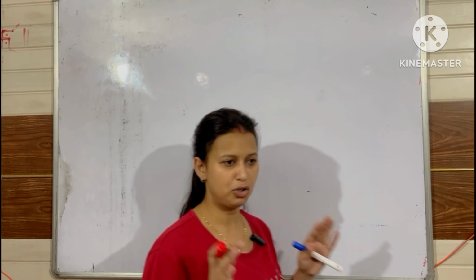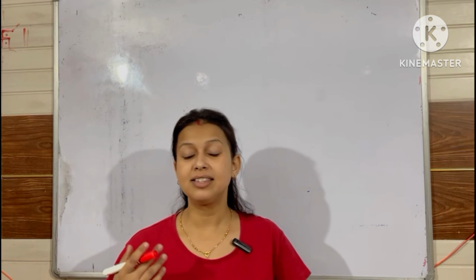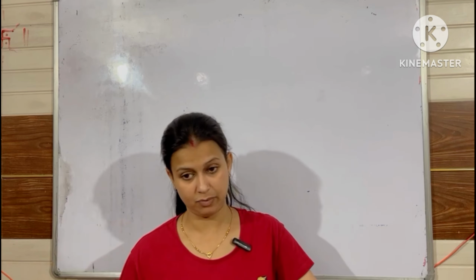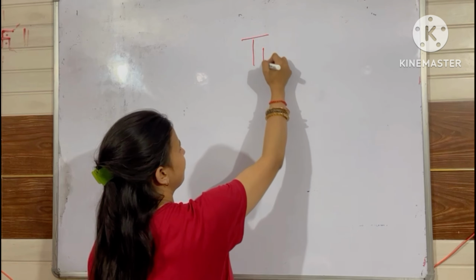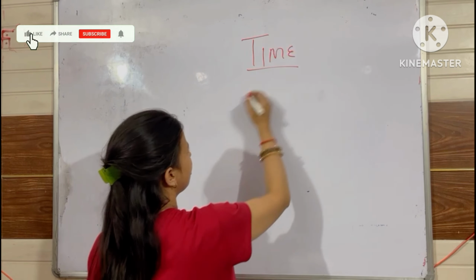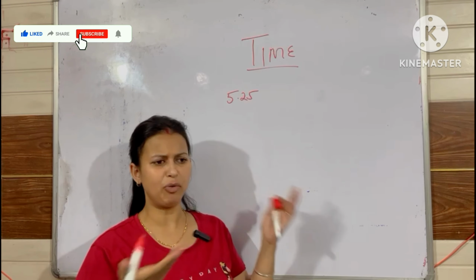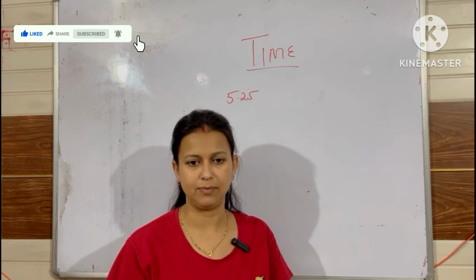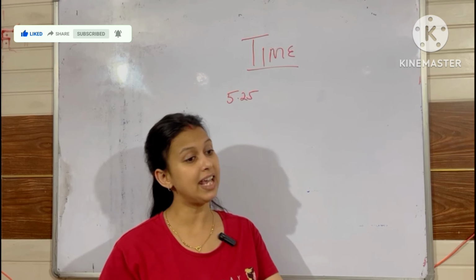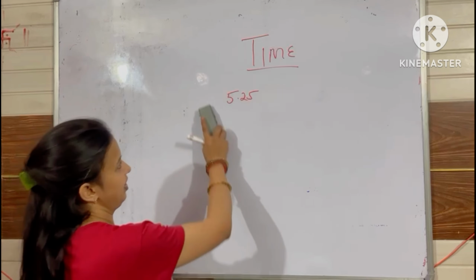Fine. So today in this video, we will see how we can say time in an advanced way. Everybody knows if we see time 5:25, we say 5:25, we say 6:20, we say 3:30. But what is the advanced way of saying time? Okay, let's check with this.